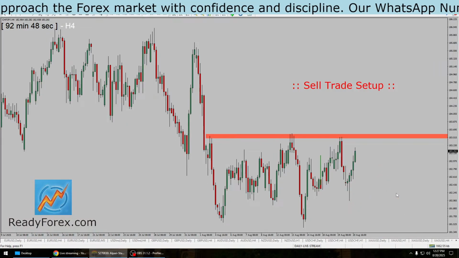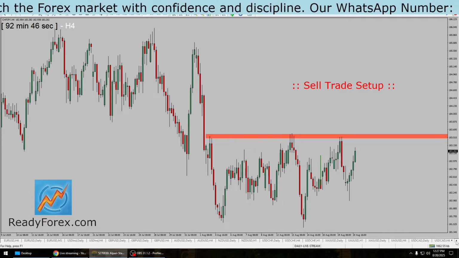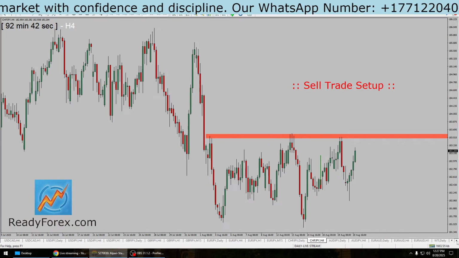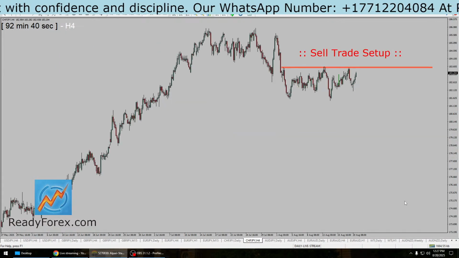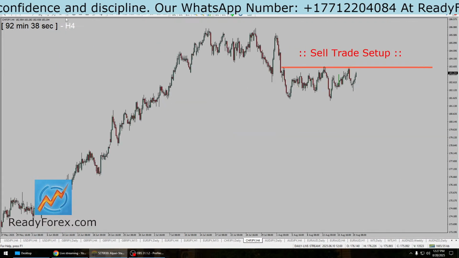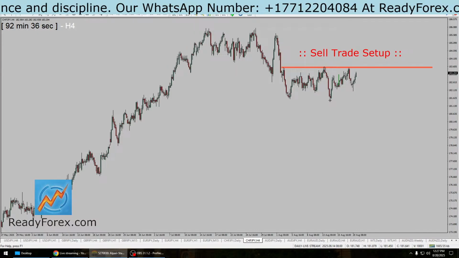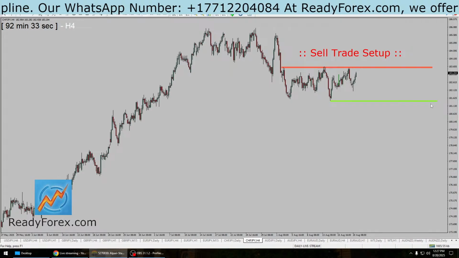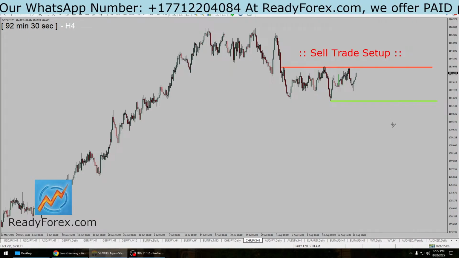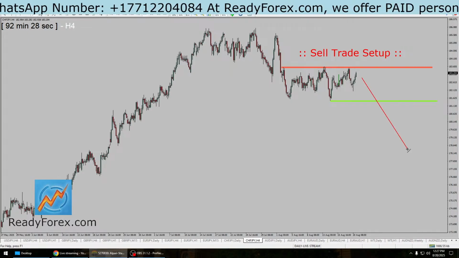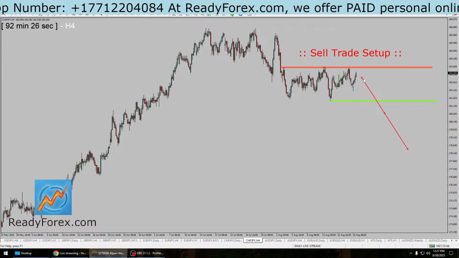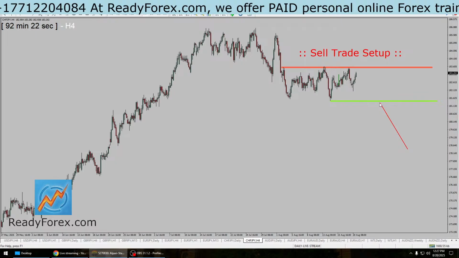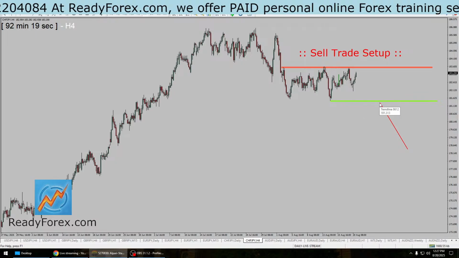Let me remove these trend lines over here first, and zoom out a little bit. Okay, so this is the support over here, and if price action is going to break below this support level, then the trend is down, and be interested in potential sell trade setups over here.